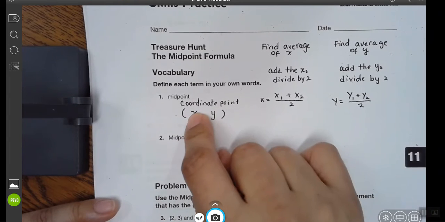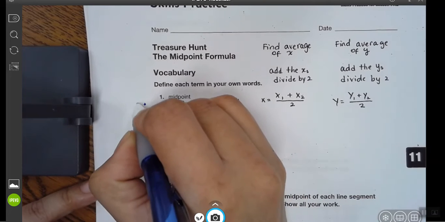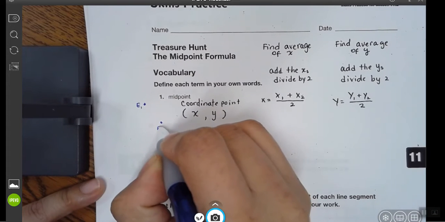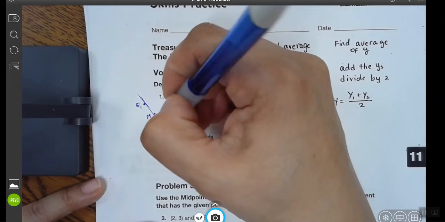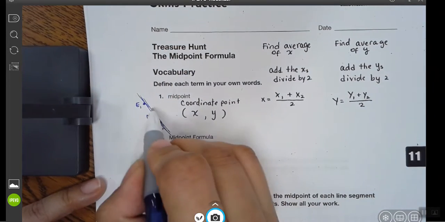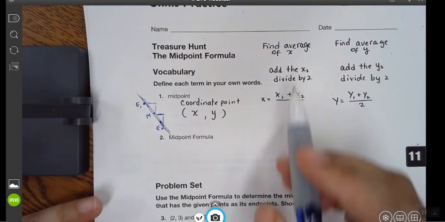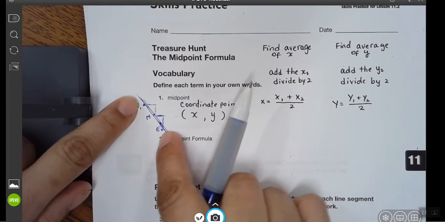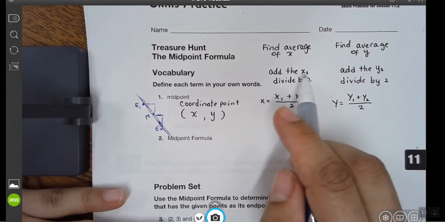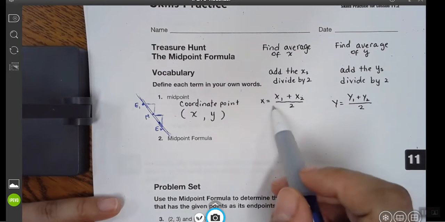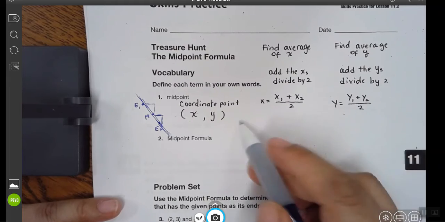And how do we get the x? Well, you have 2 points, right? And so these are your endpoints. And the midpoint is going to be somewhere in the middle, and it's going to form a straight line. This is going to have the same slope. Okay, so it's going to be the average of the x's on the endpoints. So we'll add those x's and divide by 2 to get the x value, and to get the y, we'll add the y's and divide by 2.